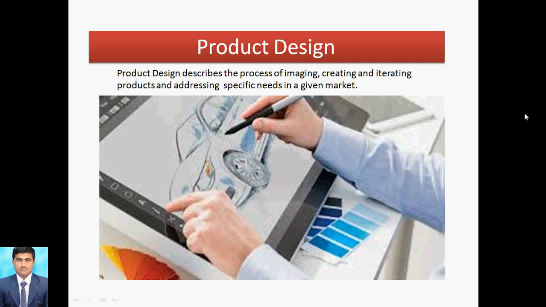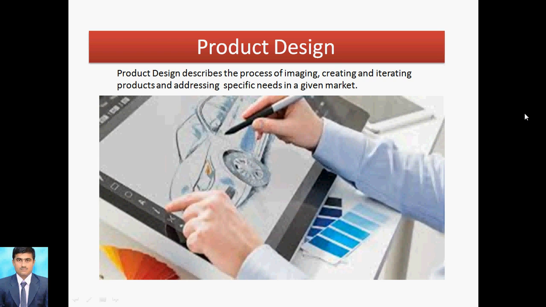Then the second phase is to define the problem. After defining the problem, we go for ideating the solution. We take different alternative solutions and then select one alternative solution. From that, we build a prototype, and after testing this prototype, we finalize the product and then launch it into the market. So this is overall about product design.